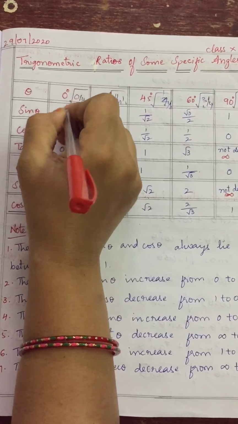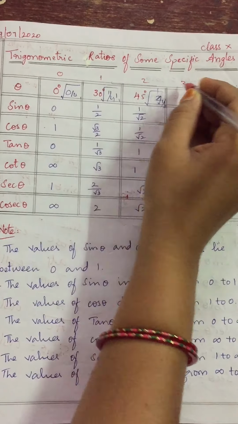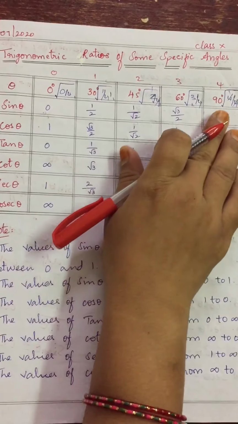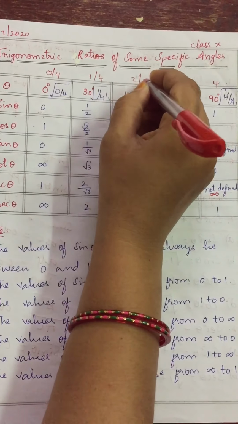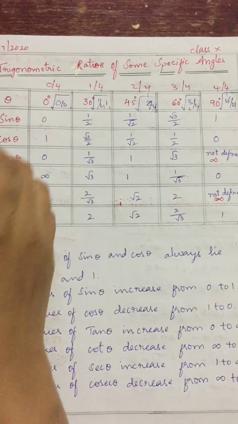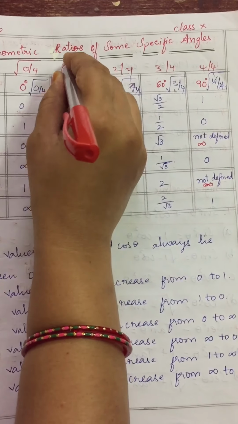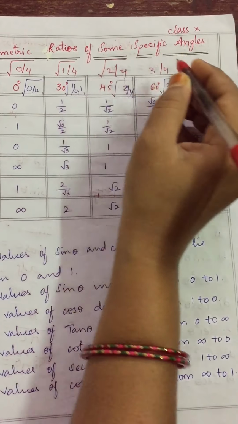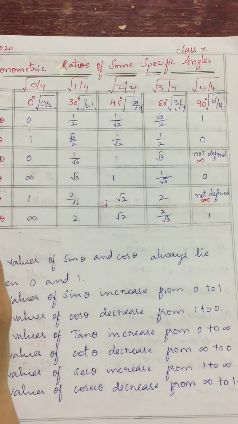First, write the numbers 0, 1, 2, 3 and 4 for the angles 0 degree, 30, 45, 60 and 90. Total numbers are 4. Now you do 0 by 4, 1 by 4, 2 by 4, 3 by 4 and 4 by 4. After that you take the square root of this: square root of 0 by 4, square root of 1 by 4, square root of 2 by 4, square root of 3 by 4 and square root of 4 by 4.